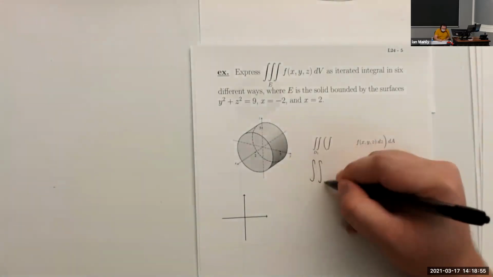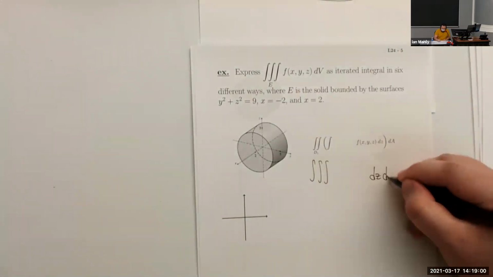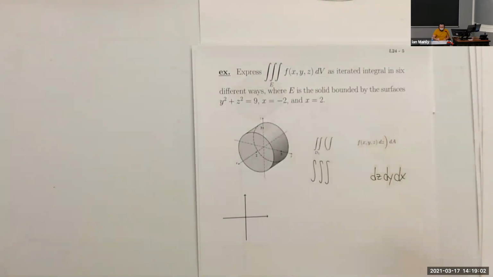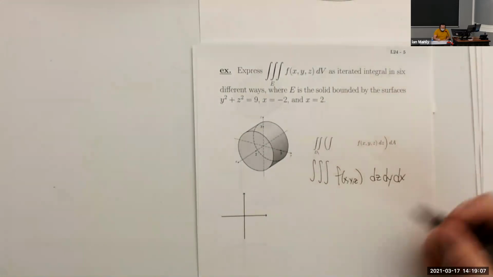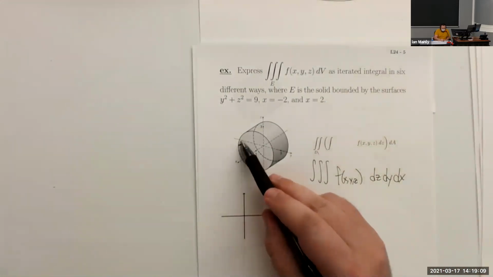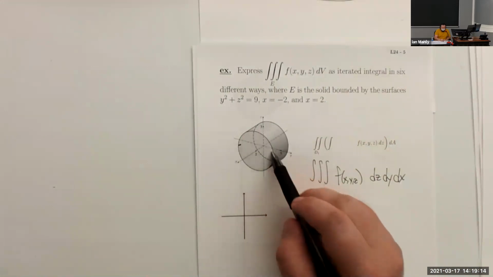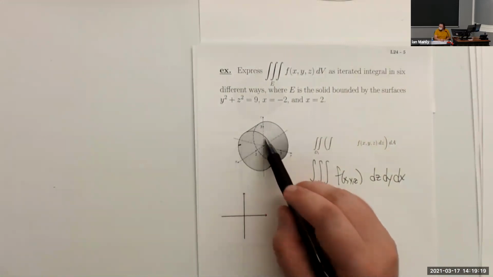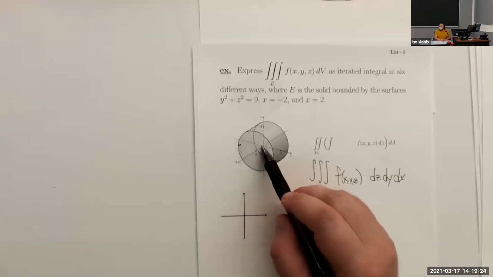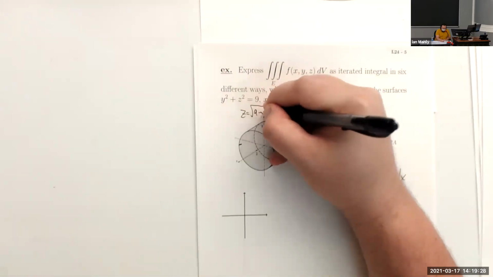Okay. Now let's see here. How about we do dz, dy, dx? We'll reverse alphabetical order here. Okay. So we need to see what our upper function is with respect to z. So what's our upper function here? What is this kind of curved thing right here in terms of z? Z equals what? That's right. It's going to be the square root of 9 minus y squared.